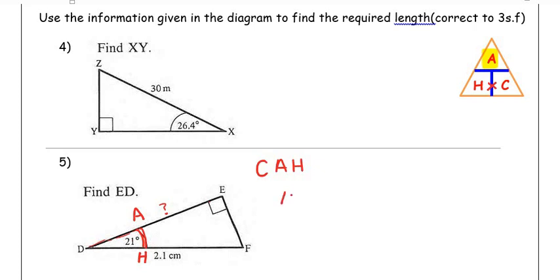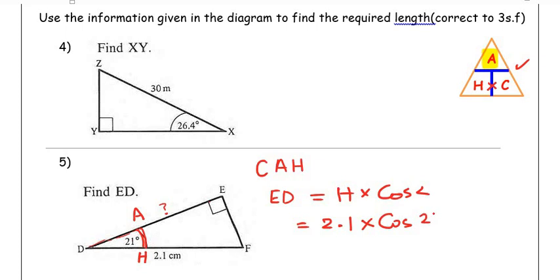So we can say adjacent equals, we are finding the side ED, right? So it will be hypotenuse times cos angle. This will be the formula, and I wrote this formula with the help of this triangle, right? So how much is the hypotenuse? Hypotenuse is 2.1. Multiply it with cos angle. Angle is how much? It's 21 degrees.